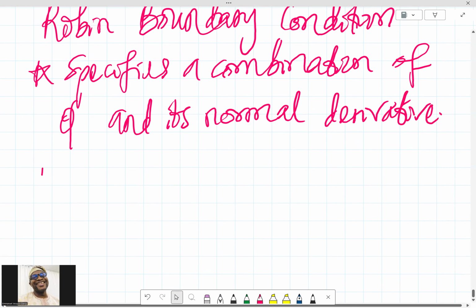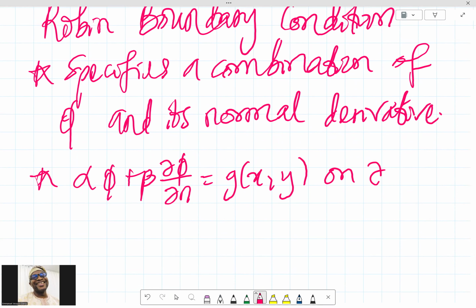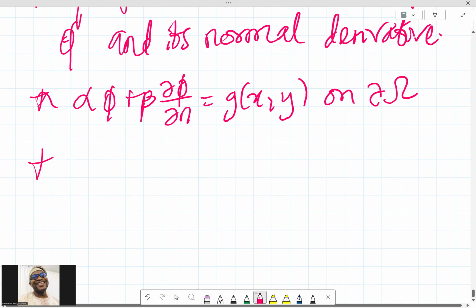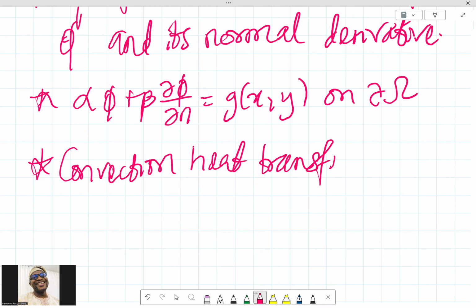Okay, then the mathematical form is alpha phi plus beta partial phi partial n equals g of x comma y on the space. Then the physical interpretation is about convection heat transfer, and that talks about something mixed. That's it. So these boundary conditions form the foundation for solving Laplace equation in various physical contexts.